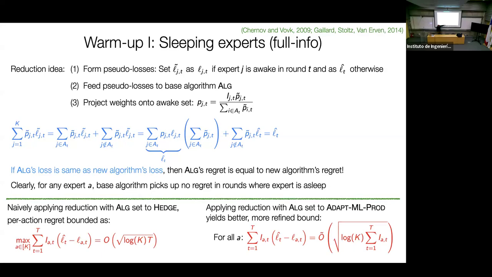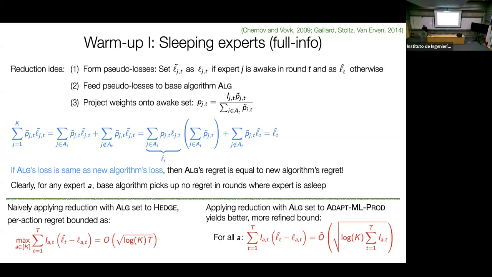But using that fancy adapt ML prod algorithm, for time I won't really mention much more about this, you can replace this by the number of rounds the expert was available, which is better. And actually from adapt ML prod, you can even get something better than this, but it's beyond the scope of this, which is meant to be like the background section.